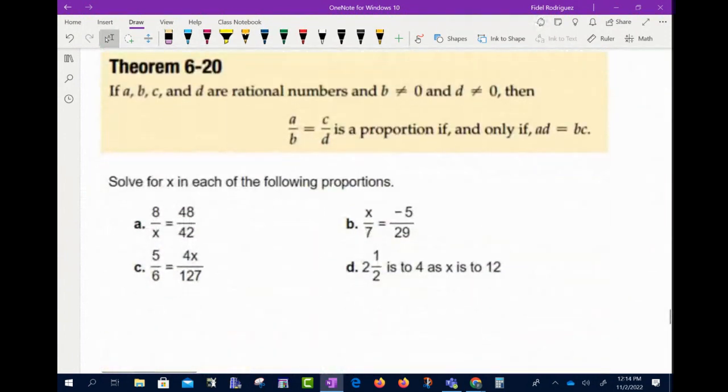But anywho, okay, the next part here, y'all, is, again, this is more for, like I said, the 6th grade level. But it says if A, B, C, and D are rational numbers, and B is not 0 and D is not 0. Okay, what this is saying, y'all, is that when two fractions are equal to each other, we call that a proportion. And it's a proportion if, when we multiply diagonally, sometimes we call it cross multiplying, those numbers are going to be the same, okay?